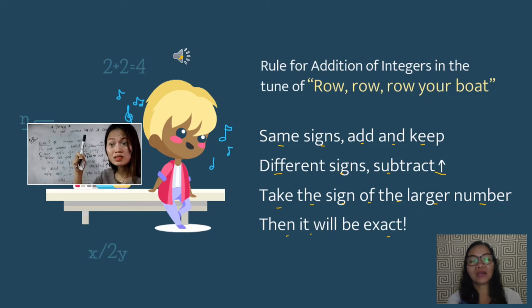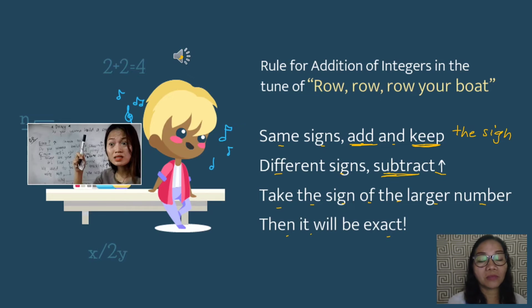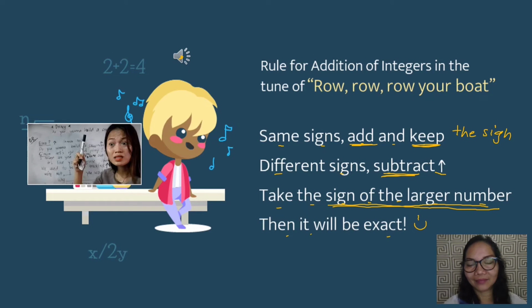So meaning, if they have the same signs, you have to add their absolute values and keep the sign. But if they have different signs, subtract the absolute value of the smaller number from the absolute value of the bigger number, then take the sign of the larger number. Doing that, your answer will be exact. Okay, so always remember that one.